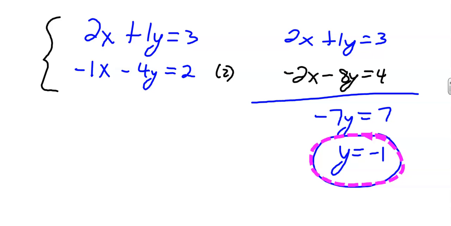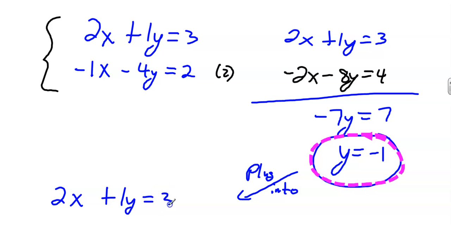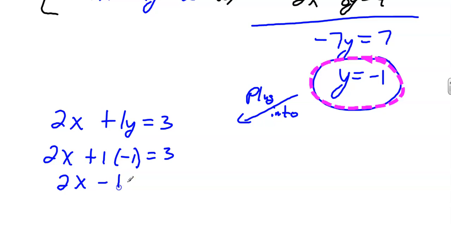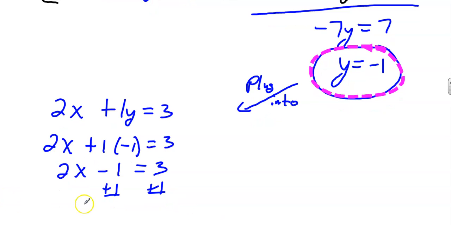I say let's just go with that first equation that's up here. So we're going to plug this into, again, take your pick, either one of these two equations back up here. 2x plus 1y equals 3. So 2x plus 1 times negative 1 equals 3. Or 2x minus 1 equals 3. Add the 1 to both sides. We got 2x equals 4. X equals 2.